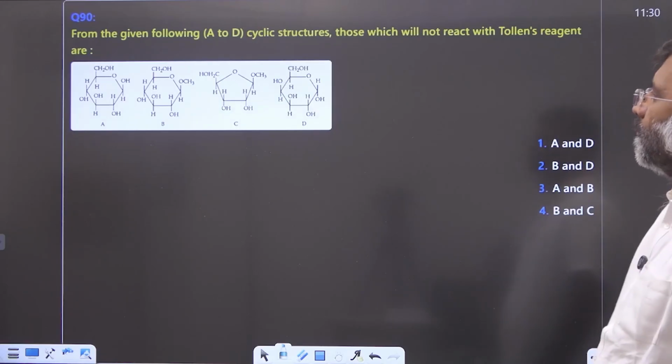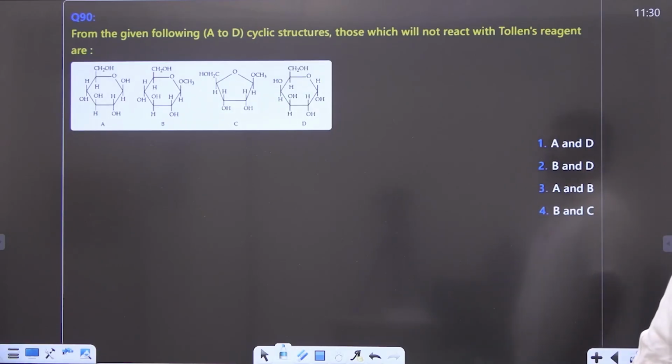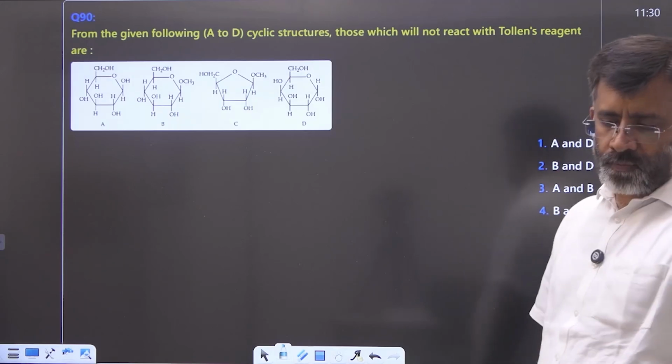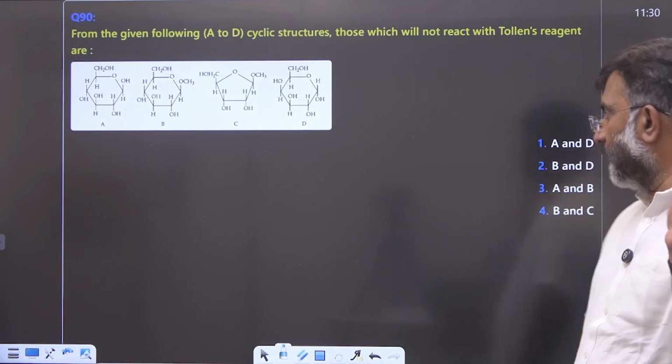Question number 90. From the given following A to D cyclic structures, which will not react with Tollens reagent? The one which will not react with Tollens reagent. That means non-reducing in nature. That is the question.